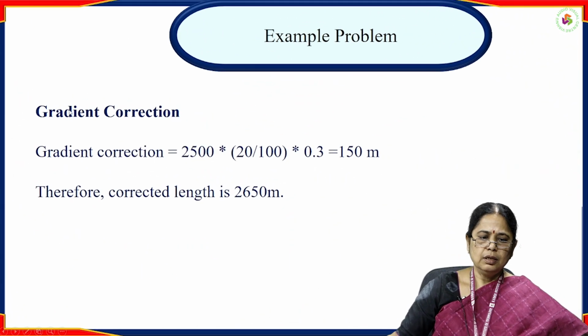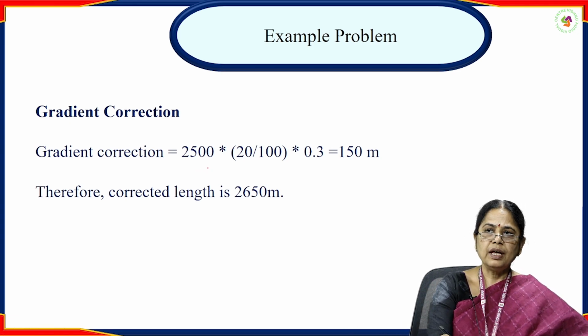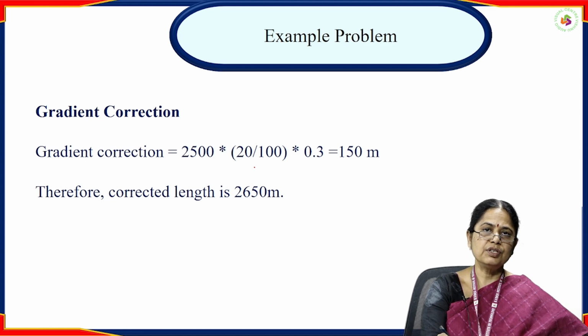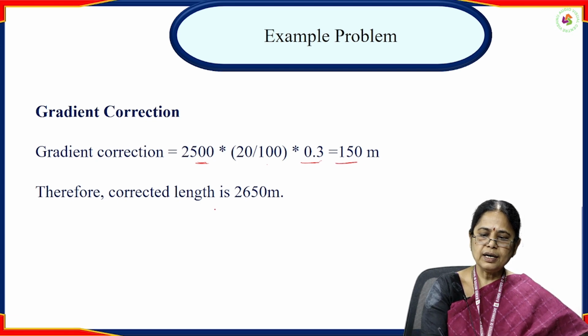Next, gradient correction. Gradient correction is applied after having applied the corrections for elevation and temperature. The same length has to be taken, that is 2500. For every 1% of effective gradient, we need to apply a 20% increase in the basic length. So 2500 into 20 divided by 100 into 0.3, the percentage of gradient given in the problem, gives 150 meters. Therefore, the corrected length is 2500 plus 150, that is 2650.